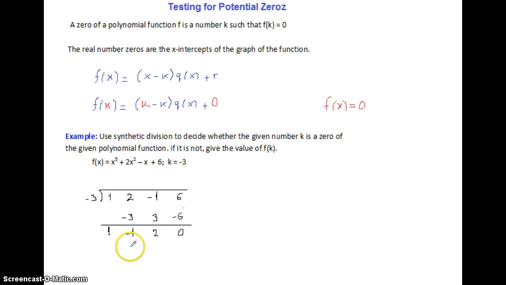This means that f of negative 3 will equal 0. It's the same as the remainder. So negative 3 is a value that makes the function 0. So it is a zero of this function. Negative 3 is a real number, so this is also the x-intercept of the function. Or on the side I can write the coordinates of the x-intercept: negative 3, 0.